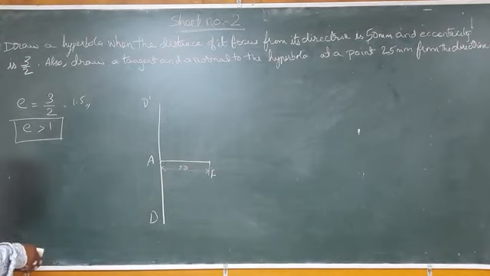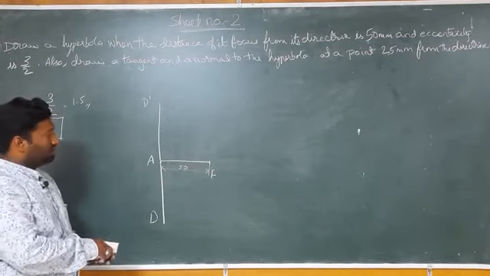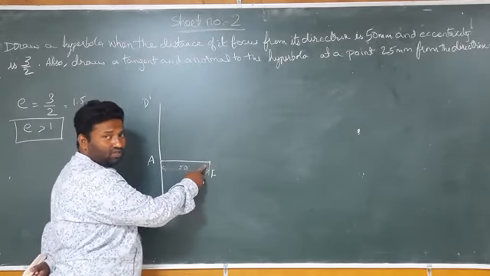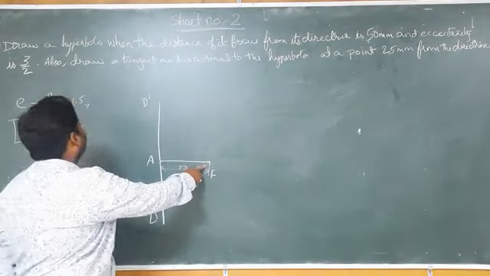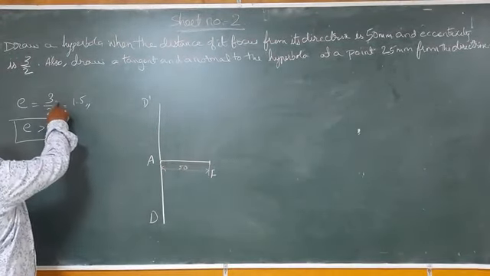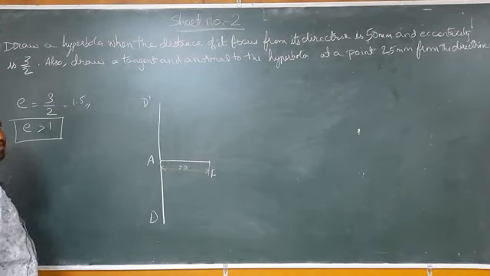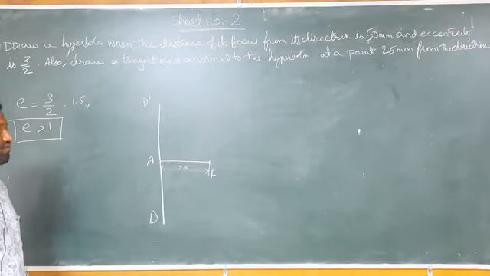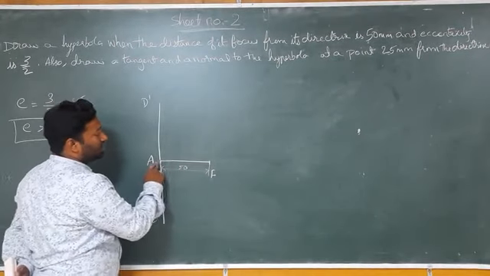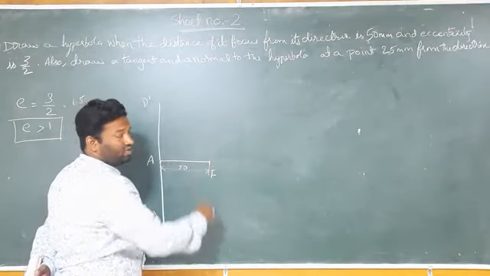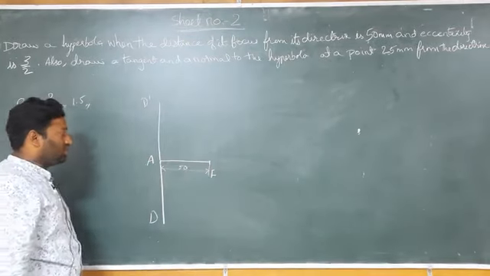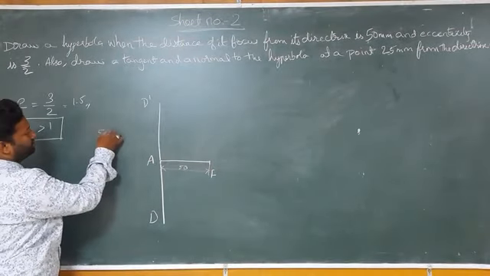Now, after that, we have to divide the focus line as per the eccentricity. Here we have 3 by 2. If we add the 3 and 2, we get 5. So we will divide the focus distance into 5 equal parts. Each equal part will be 10 mm.